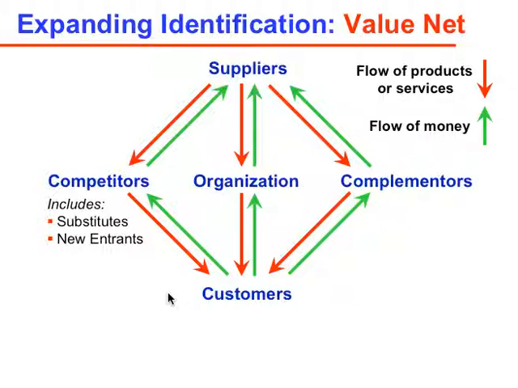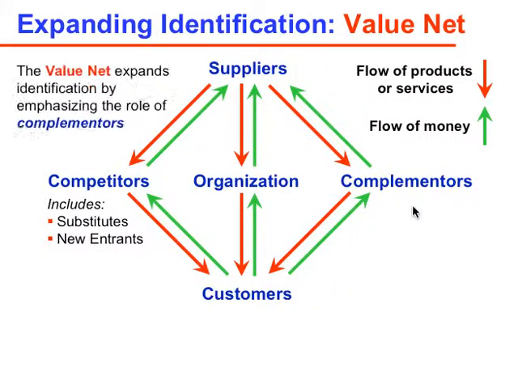So here we have the value net, which depicts both the flow of products and services and the flow of money. Suppliers provide their services or products to the organization, which then provides to the customers, and money flows in the opposite direction. Or suppliers could choose to supply competitors instead. Substitutes or new entrants are also categorized within competitors in this definition. Customers could buy from them instead. But customers can also buy from complementers. Suppliers can supply complementary products or services.